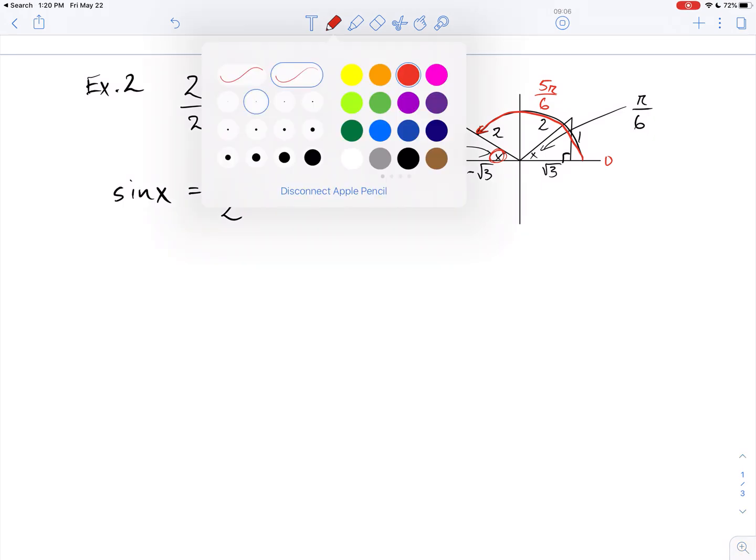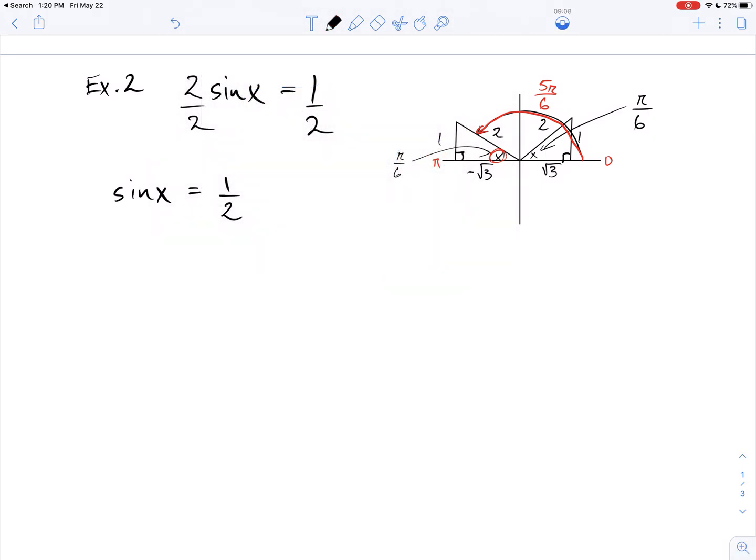Now, you could check this on your calculator to make sure you're correct. You could make sure your calculator's in radian mode, and you could punch in sine of pi over 6. You're going to see that your calculator is going to tell you it's 1/2. You could also check it with your calculator, punch in sine of 5 pi over 6. Your calculator is going to tell you 1/2.